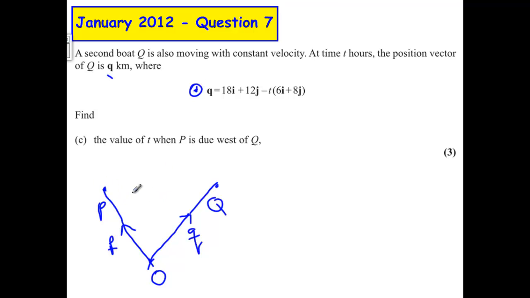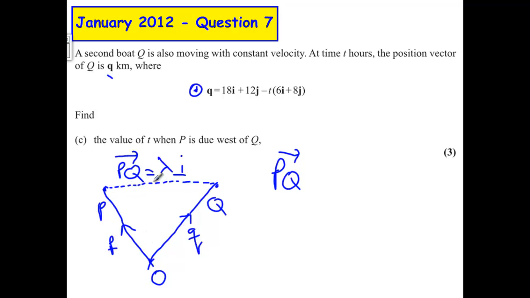Now, if P is due west of Q, the vector to get from P to Q, which I'm going to call PQ, is going to be equal to some constant times i. So we're not moving up or down at all. Because we're moving purely in the positive i direction to get from P to Q, that must be some amount of i. There's no j component to this vector because it's not up or down at all.